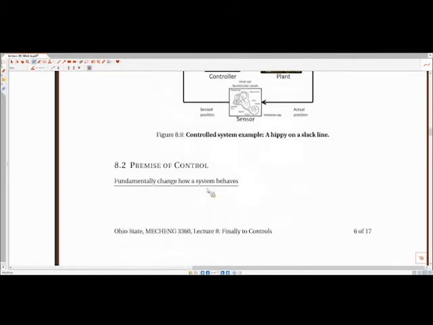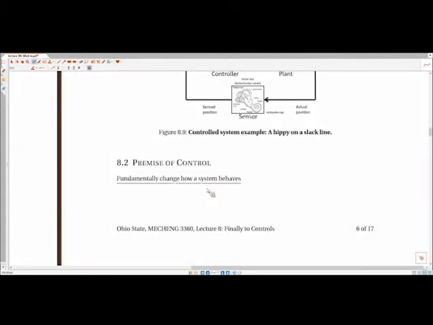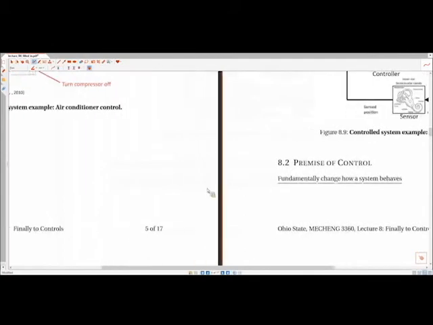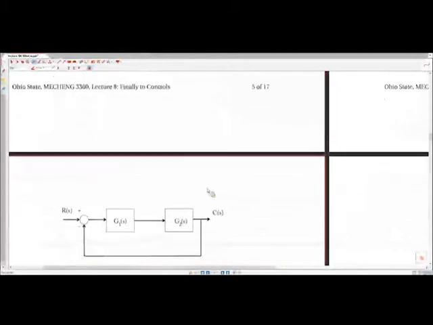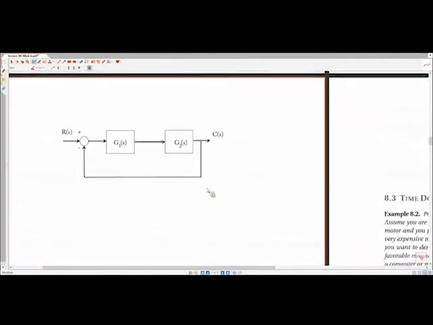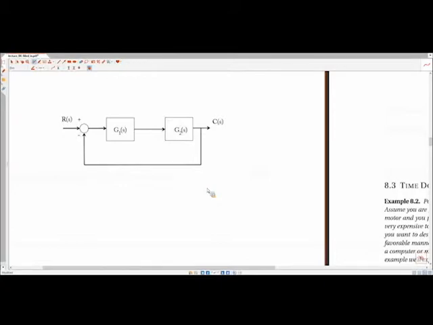All right, so the idea of control from more of a mathematical point of view: these are kind of broad overview examples of control systems you may see in your everyday life. It fundamentally changes how a system behaves. So if we look at our standard control loop, and if you want to understand what C over R is, and we have G1, G2 in this system, we can go through the derivation of this really quickly.